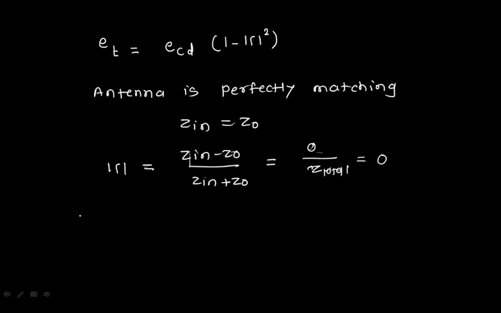And that's why if my antenna is a perfectly matched antenna, my antenna efficiency will be equal to the antenna conduction or the radiation efficiency of that particular antenna. So this is the condition when your antenna is perfectly matched. So let us take one example which is based on this antenna efficiency.